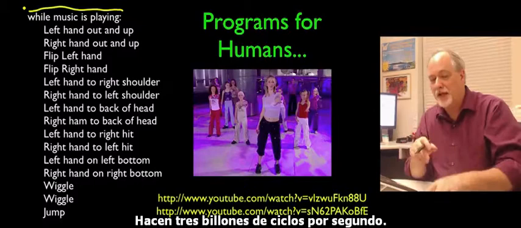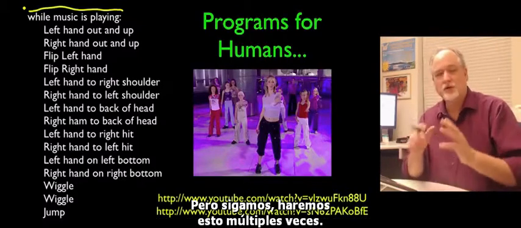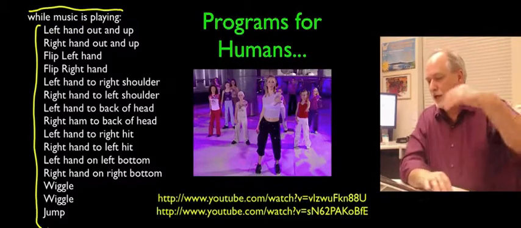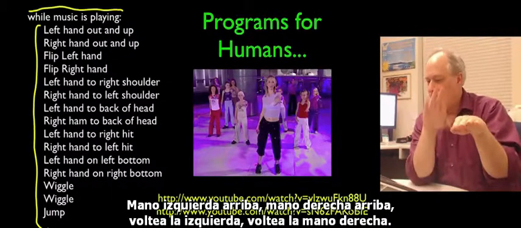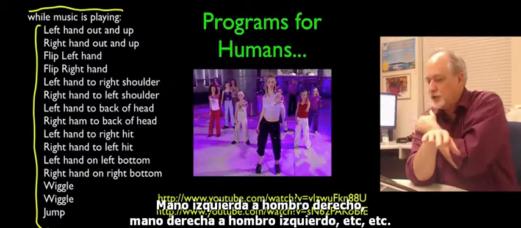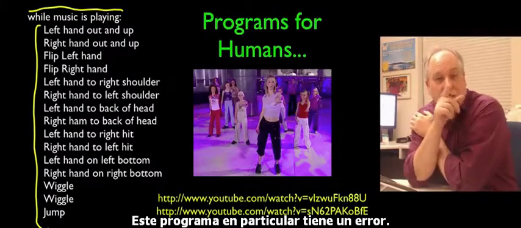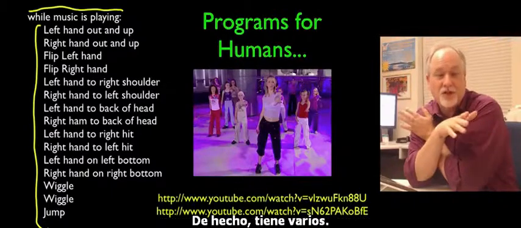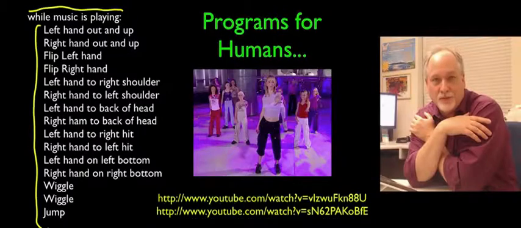They do things in a beat. They happen to have 3 billion beats a second, but as it were. So we're going to do this multiple times. So we have this whole group of instructions that we're going to do, right? Left hand out and up, right hand out and up, flip left hand to right shoulder, right hand to left shoulder, etc., etc. Now, this particular little program has a mistake in it. Actually, several. I want you to look and see if you can find the mistakes in the program.